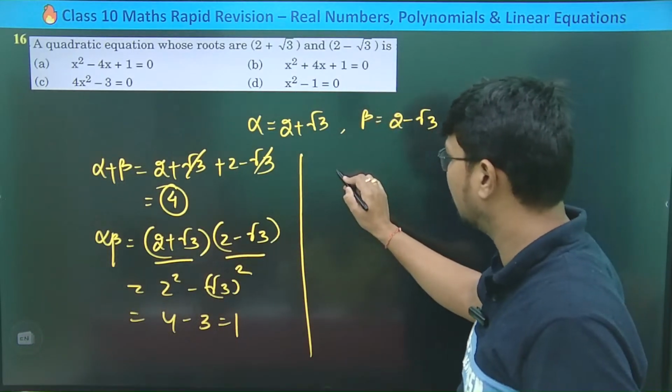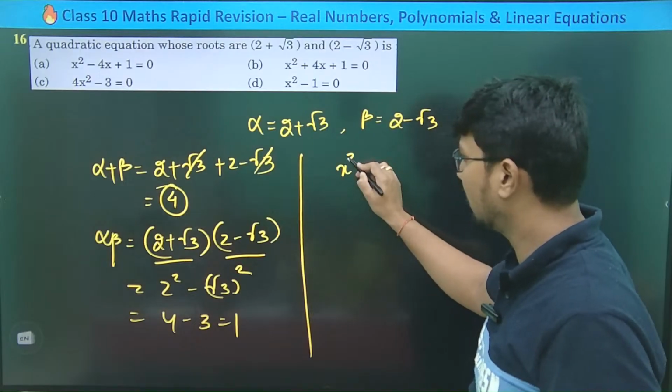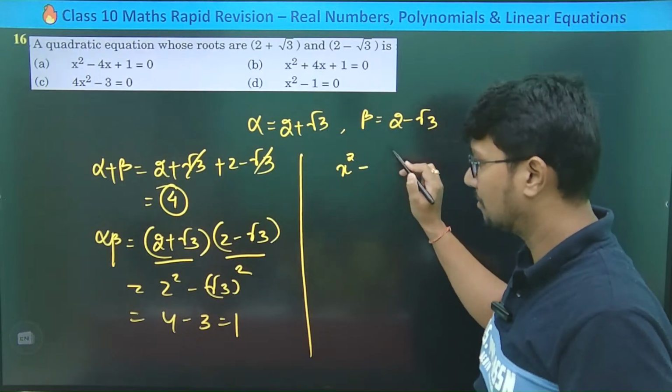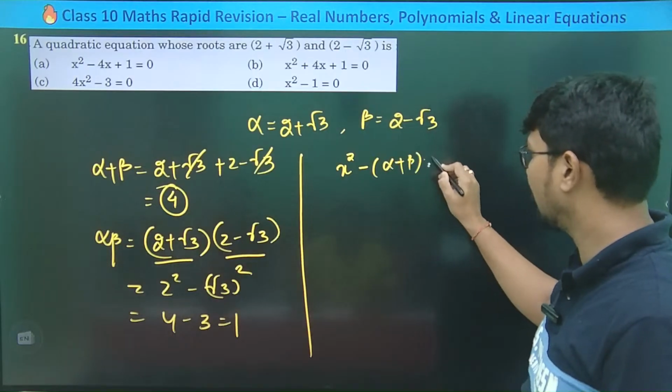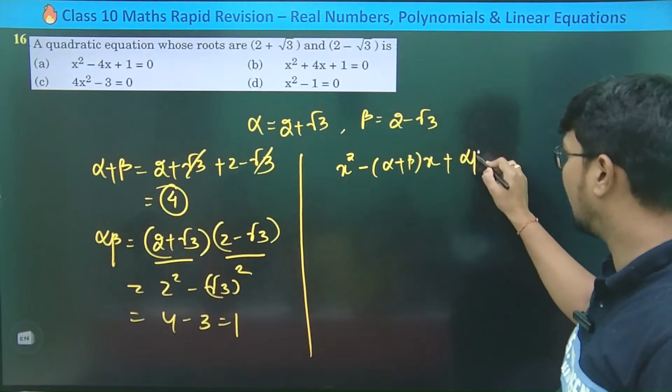How to write a polynomial? X square minus alpha plus beta into x plus alpha into beta.